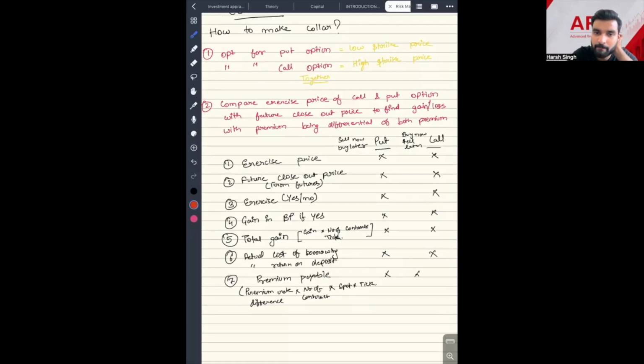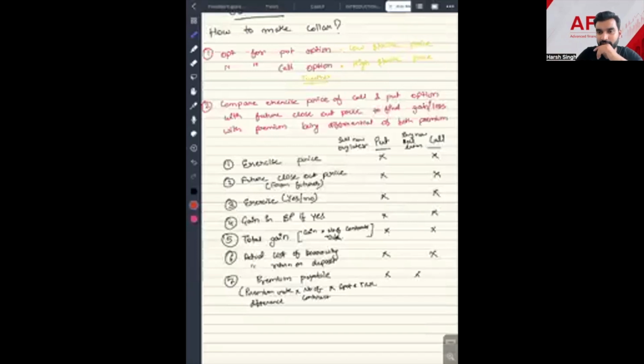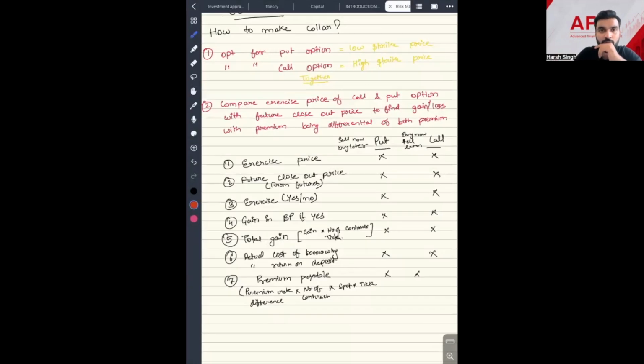Multiplied by number of contracts, spot into tick, that's it. This is how you will make a collar, everyone. Please make sure that you go and try to solve one question on collar as well. I'll tell you which question you can do as well. If you just hold on for a second, I can let you know right now which question.